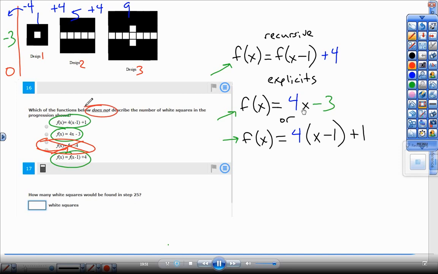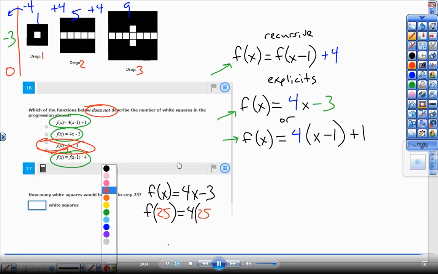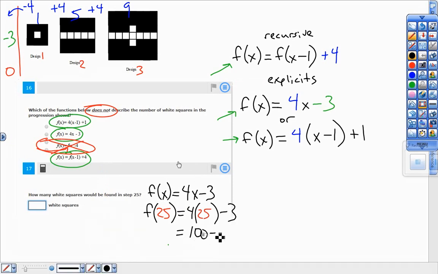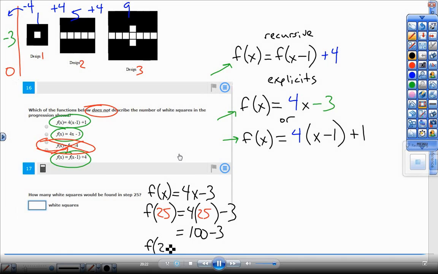I'm going to use the 4x minus 3, the most common one, the y-intercept one, the zero term one. So 4x minus 3, I'm going to plug in 25 for x. This right here just shows me what I'm plugging in. Over here with this 4 times 25, that's where I'm actually doing work. So 4 times 25 gives me 100 minus 3 gives me the 25th term is 97. Make sure you're writing it in that box right there tomorrow. 97 white squares.